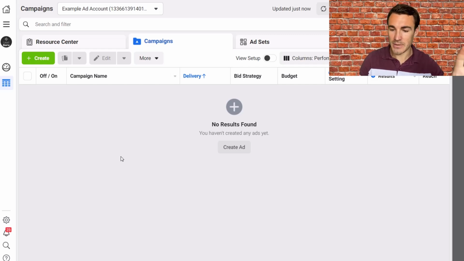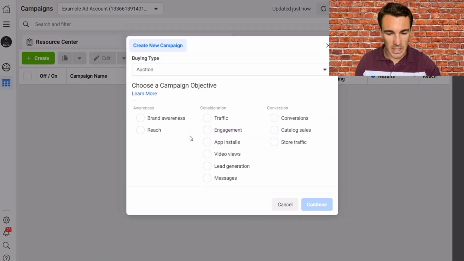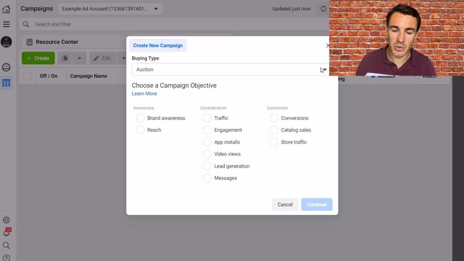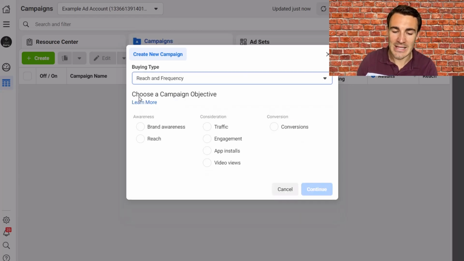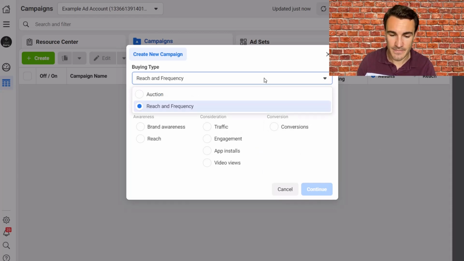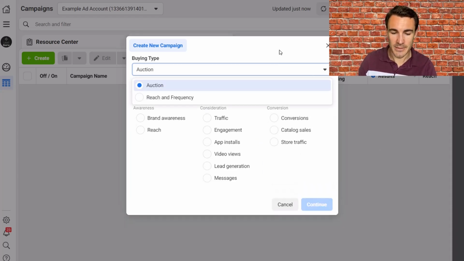Okay, so Facebook buying types. I'm in an example Facebook ad account, and we're going to go ahead and just create an example campaign. The very, very first option, as soon as you click that create button, before you even get to the campaign objectives, is this section here that says buying type. Now you'll see that the default is auction, and the second option here is reach and frequency. And you can see that when I select reach and frequency, I have fewer campaign objectives. So we need to explain what these are.